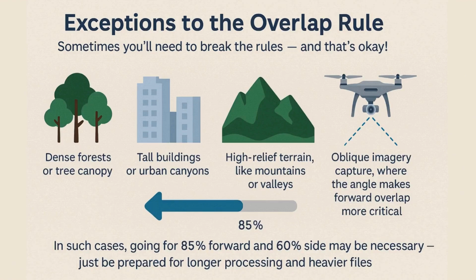Exceptions to the overlap rule. Sometimes you'll need to break the rules, and that's okay. Here are some exceptions where you might need more than usual overlap. Dense forests or tree canopy, tall buildings or urban canyons, high relief terrain like mountains or valleys, oblique imagery capture, where the angle makes forward overlap more critical. In such cases, going for 85% forward and 60% side may be necessary. Just be prepared for longer processing and heavier files.